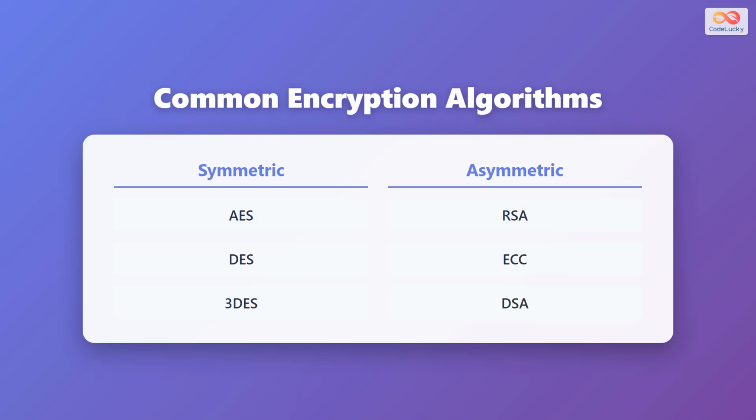There are several widely used encryption algorithms that implement these encryption methods. For symmetric encryption, the most common algorithms are AES, which stands for Advanced Encryption Standard, DES or Data Encryption Standard, and Triple DES, which is an enhanced version of DES. For asymmetric encryption, popular algorithms include RSA, named after its inventors Rivest, Shamir, and Adleman, ECC or elliptic curve cryptography, and DSA, the Digital Signature Algorithm. Each of these algorithms has different strengths and is chosen based on the specific security requirements of the application.